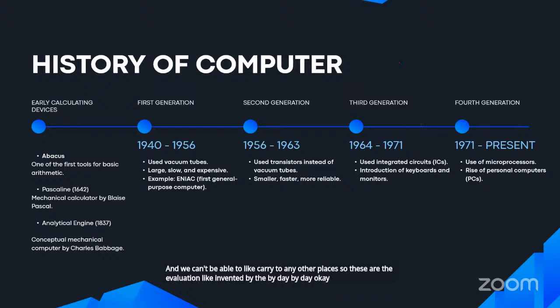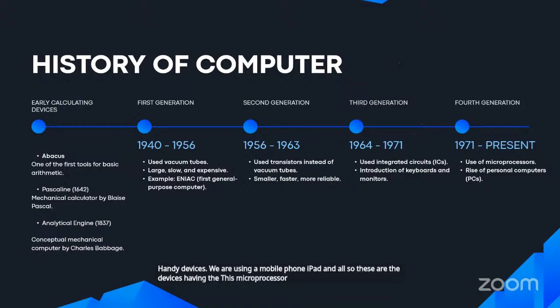After they invented the microprocessor, it evolved further and came as handy devices. We are using mobile phones, iPads and all. These are the devices that have this microprocessor.